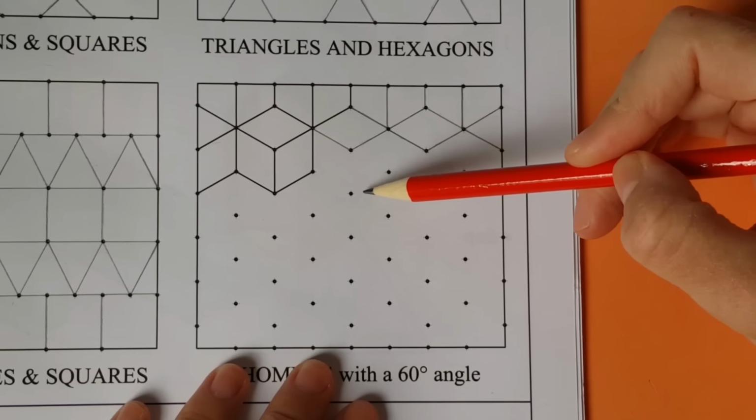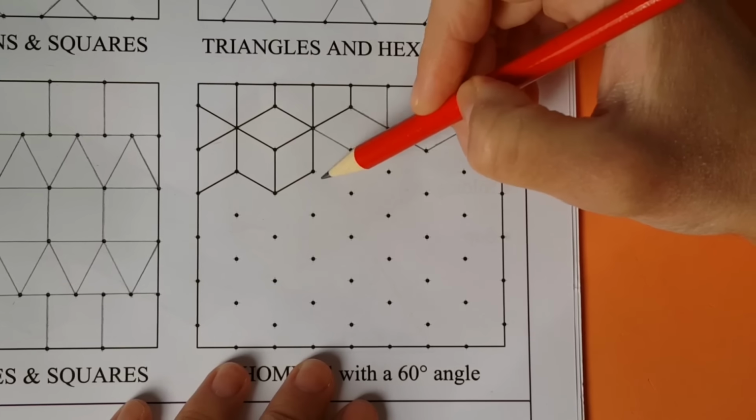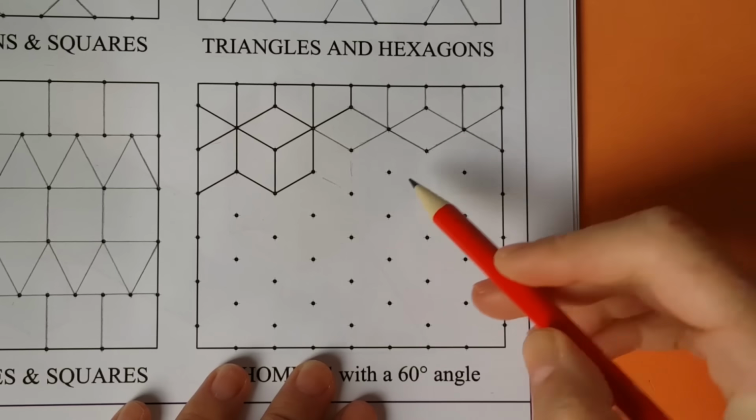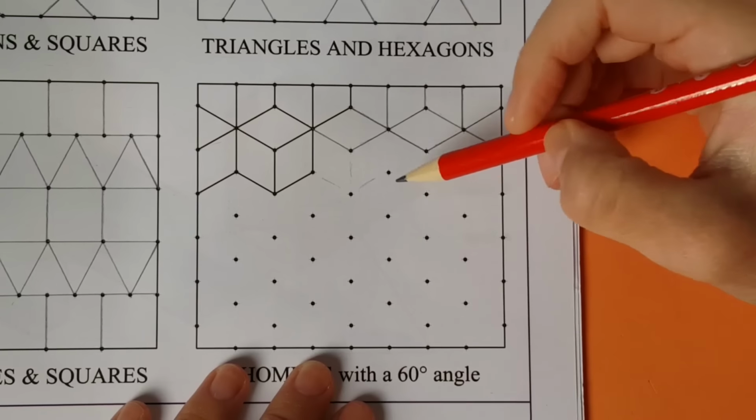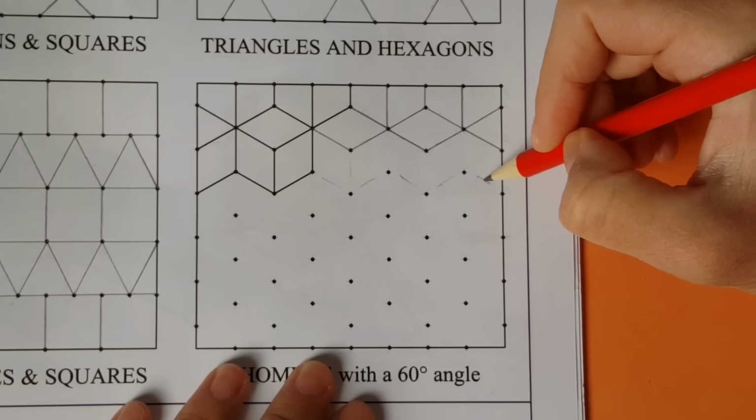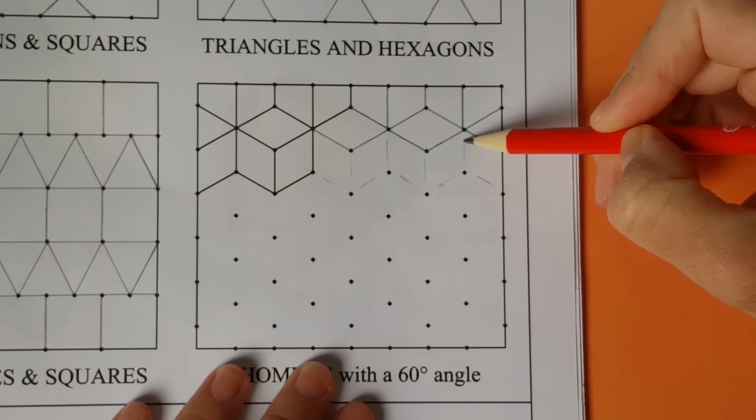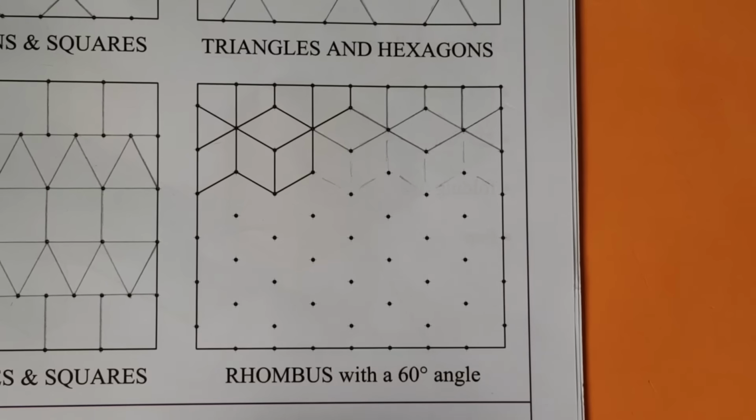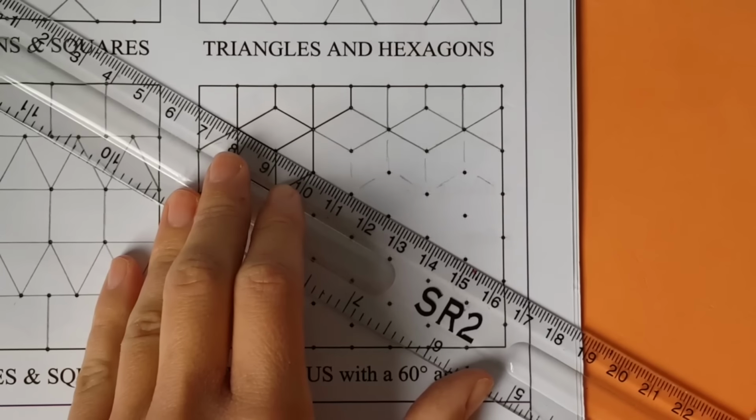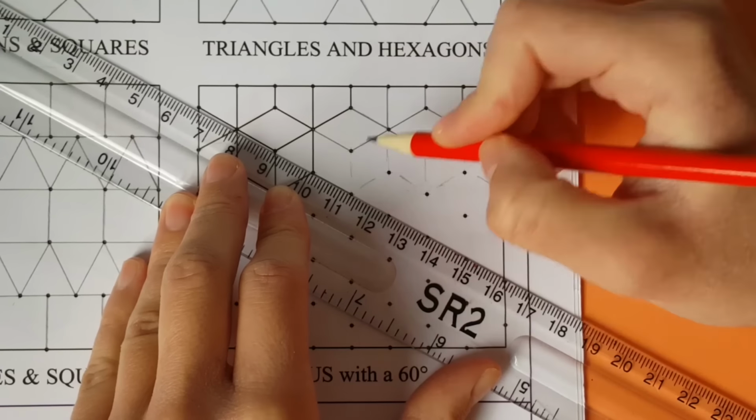Now the next row is formed out of rhombuses that look as if they're mirroring each other. So first I'm going to mark where my lines are going to be to avoid confusion. Make sure the markings are as light as possible, so you can erase them later. Now let's finish this zigzag line first.